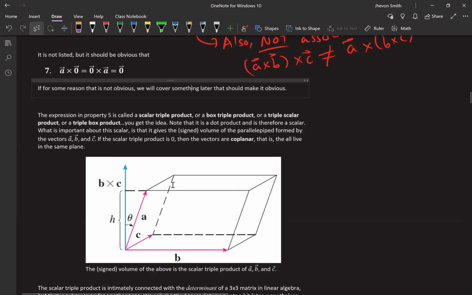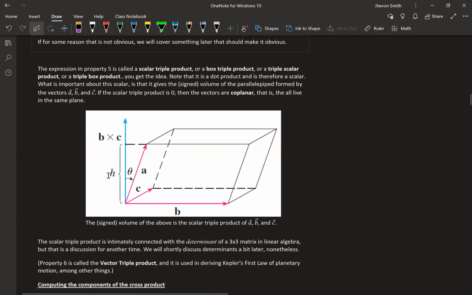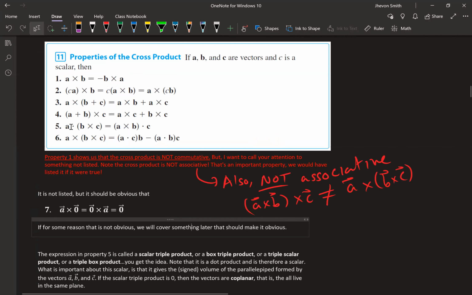It turns out that you can use a formula involving the cross product that will actually give you the signed volume of such an object. And we're actually going to use this later on to figure out the volume of something that looks like this.